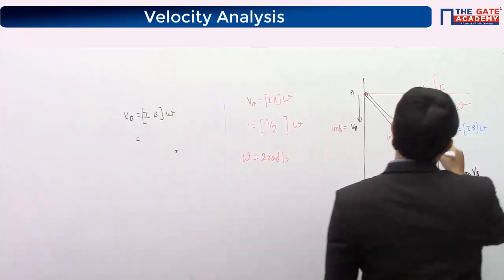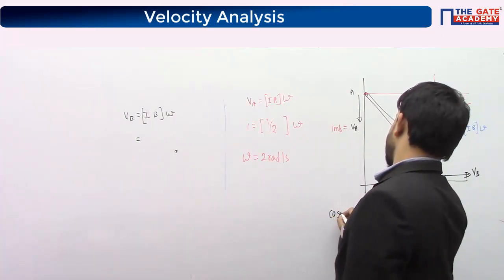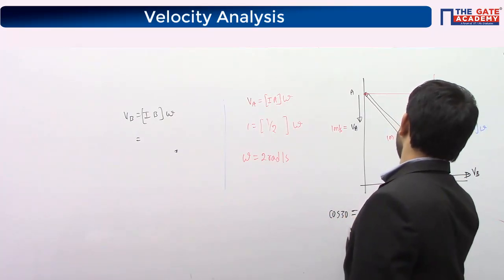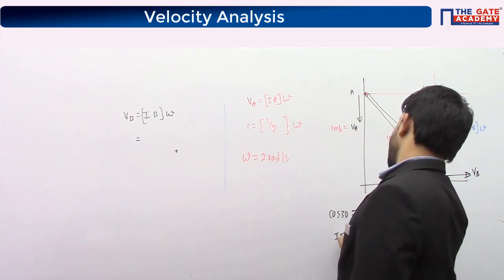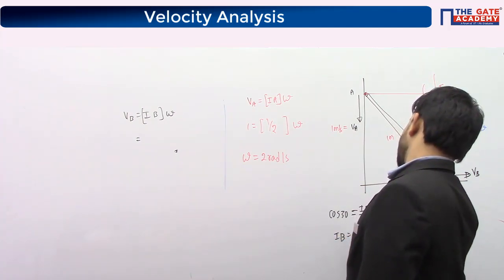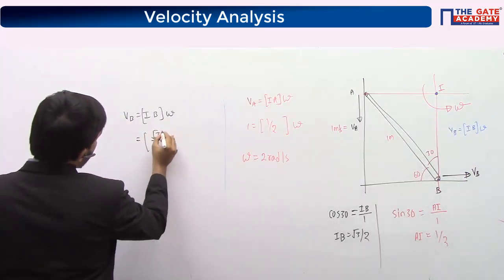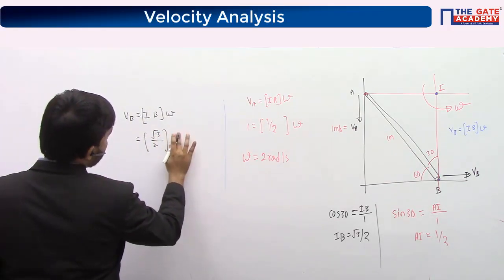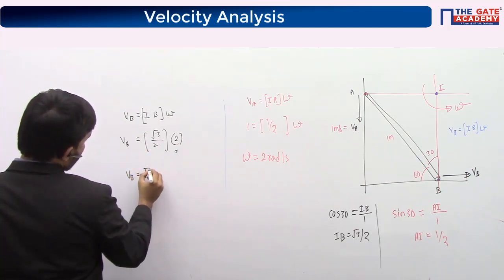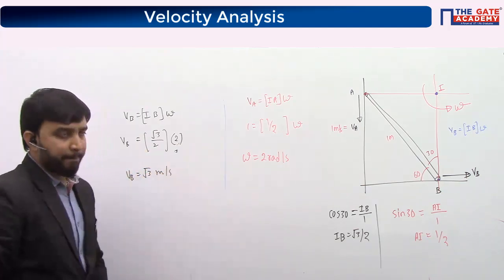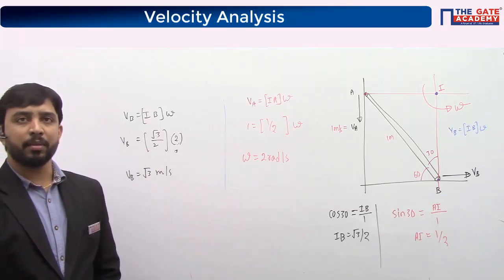What is IB? So this is IB. How to find this IB? This is 30, so cos 30 is IB divided by 1. IB is root 3 by 2. So this is root 3 by 2 and omega is 2. So the velocity of point B is root 3 meter per second, which is 1.71 meter per second.